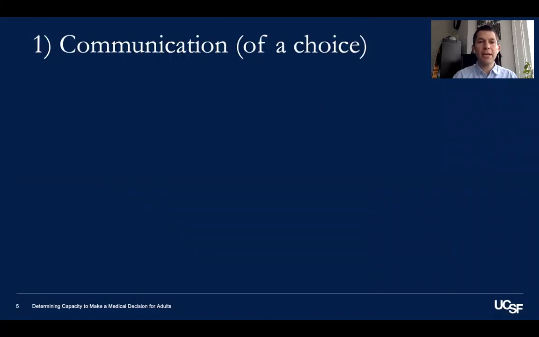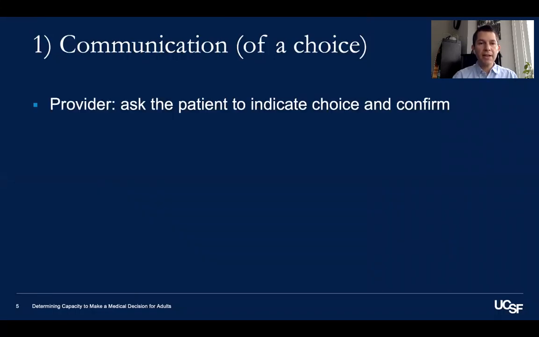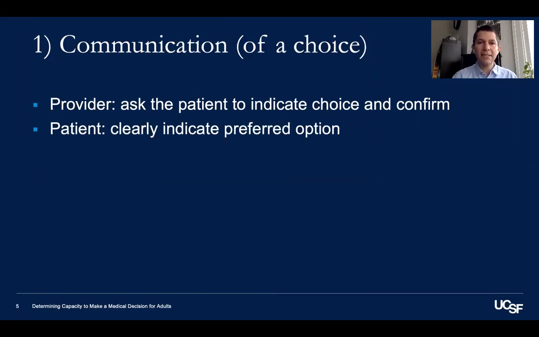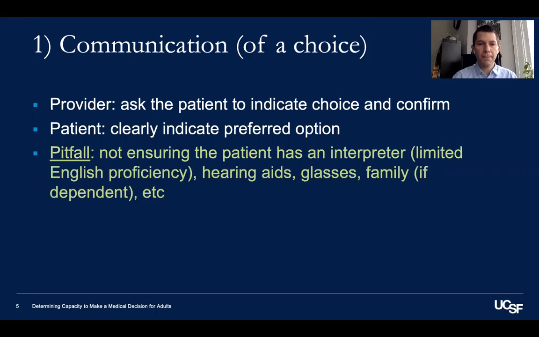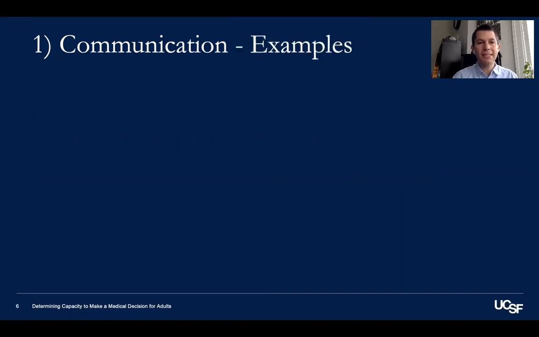So the first one is communication of a choice. The provider has to ask the patient to indicate a choice and confirm it. The patient has to clearly indicate that preferred option. A common pitfall we see is not ensuring that the patient has an interpreter if they're limited English proficiency, hearing aids, glasses, or family if they're dependent. Let's go through some examples.